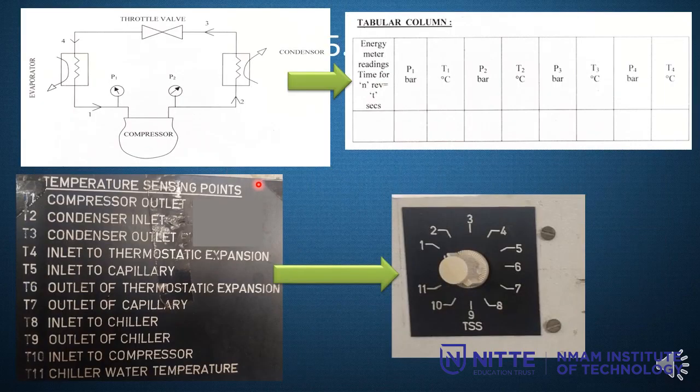Now next, take down the temperature readings. The corresponding pressure readings also have corresponding temperature readings. For example, for P1, the temperature is T1. For the temperature sensing points, I need to look at the inlet to the compressor. So inlet to the compressor is T10. So I have to look at T10 to find T1 over here. I change the knob to T10 and write the value over here. Similarly, all the other 3 temperatures are written down.